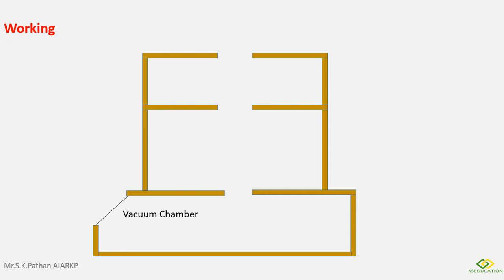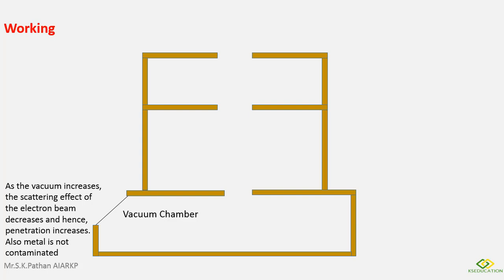So we take our vacuum chamber. Why do we take the vacuum chamber? As the vacuum increases, the scattering effect of the electron beam decreases and hence penetration increases. It means that if you do this in atmospheric condition, then there may be chances of scattering of the electron beam, and because of that we will not get proper penetration in the metal. Because of that we will not get the proper machining.